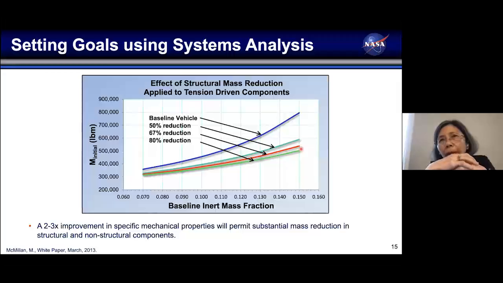And so that was important for us because it changed the way we viewed how you design, how we measure success, and how we plan, how we make decisions on what really works and what doesn't work. So we were aiming for 2 to 3 times improvement in specific mechanical properties so that we can have an overall mass reduction that was meaningful, right?